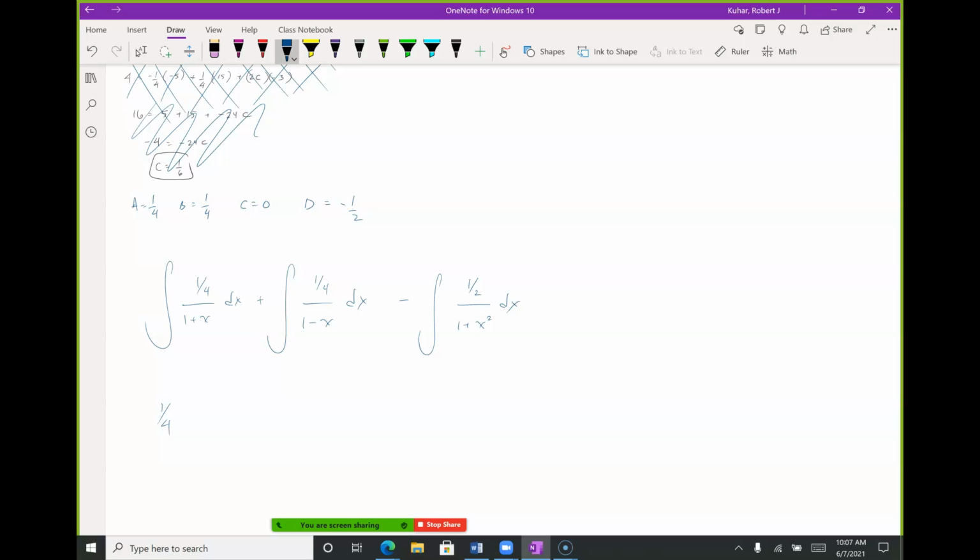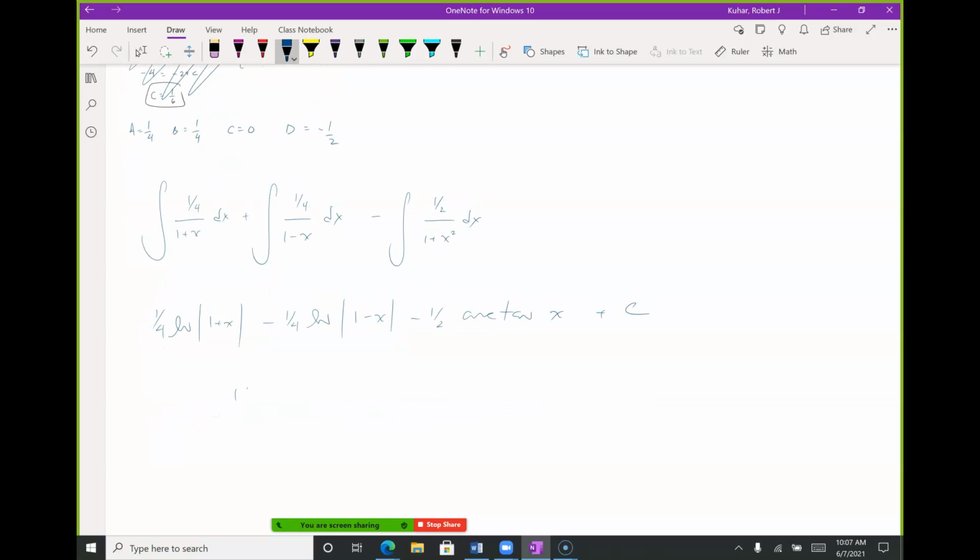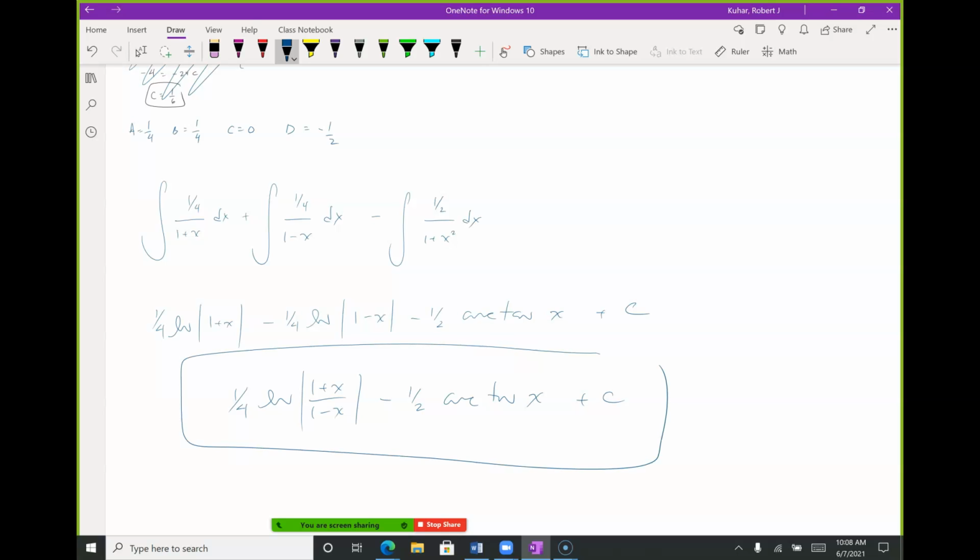So the first one is 1/4 of the ln of the absolute value of 1 plus x. No problem. The second one, I need a u sub, and I need a negative 1 dx. So I'm going to get the opposite of 1/4 of the ln of the absolute value of 1 minus x. So just a little subtle u sub there. And then finally, minus 1/2 of the arctan of x, all plus C. And on this particular piece, I can simplify that ln. I've got the 1 plus x divided by 1 minus x, all in absolute value. And there's our final work.